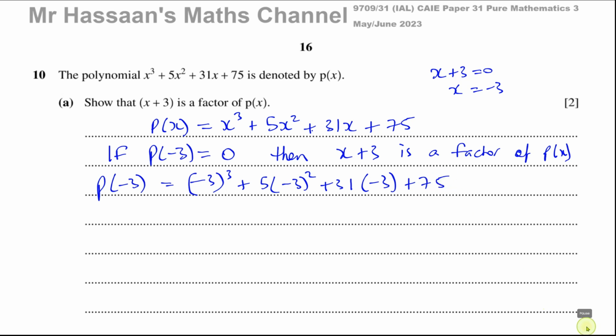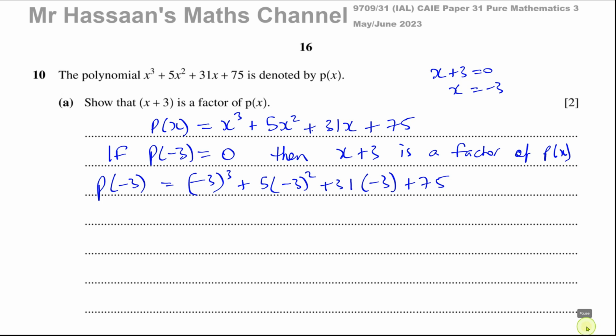So what will this give us? This will give us negative 27, because when you raise a negative number to an odd power, it stays negative. And this is going to be plus, and you're going to have 5 times positive 9, which is 45, because a negative number raised to an even power gives you a positive value. And you're going to have 31 times negative 3, which is negative. That's going to be 93. 31 times 3 is 93. And you've got plus 75.